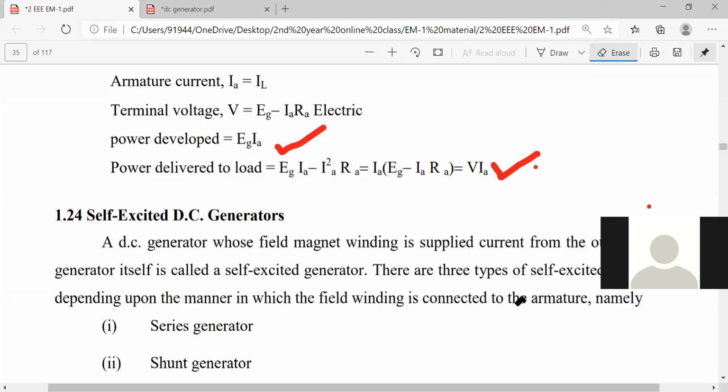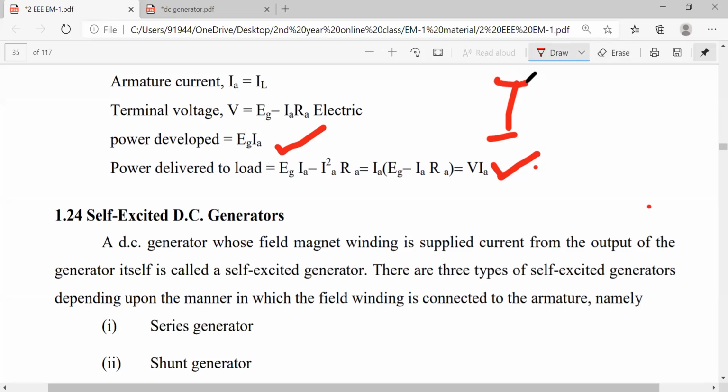What is the formula for copper losses in any winding having resistance R? I square R. The coil has resistance R and the current passing through that coil is I. The copper loss in the winding equals I square R. Okay.